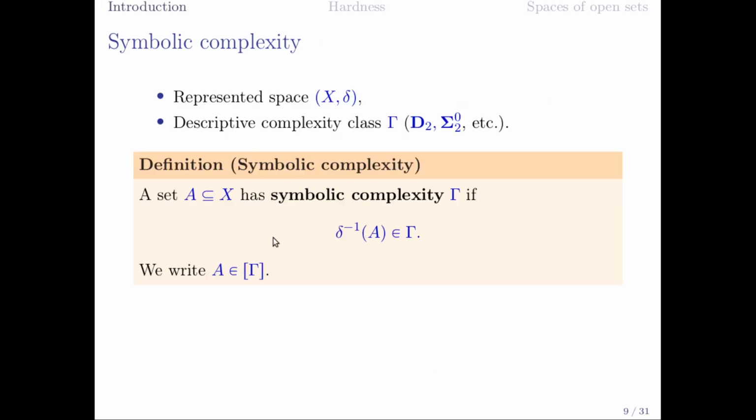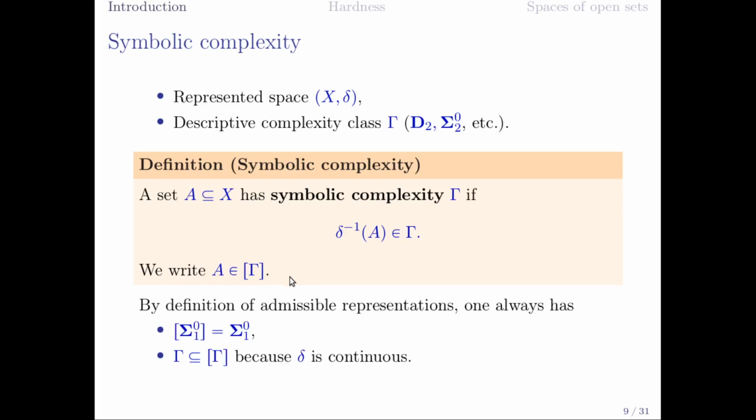So now as suggested by the first slides, we define the symbolic complexity of a set. We could also say the algorithmic complexity, but we choose to call it symbolic complexity of a set. So it's the complexity of the symbolic representation of the set, the complexity of the set of names of points in the set. So a set has symbolic complexity sigma 2 if the preimage is in sigma 2. And we write the corresponding class as gamma with square brackets.